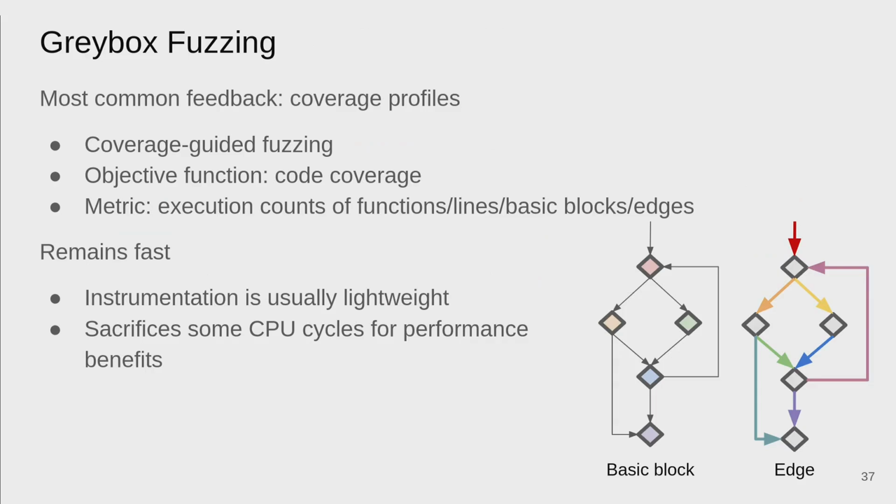Most common feedback that is being used are coverage profiles, where we keep track of what areas in the code have been covered. This can be basic blocks, so we keep counters for basic blocks or counters for edges. The instrumentation for edges or basic blocks is similar. Essentially, edge-based instrumentation is a bit more detailed, a bit more fine granular, and gives you sufficient information to distinguish interesting use cases.